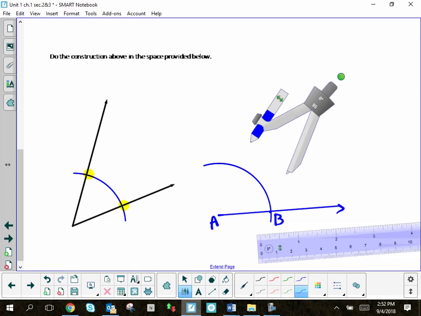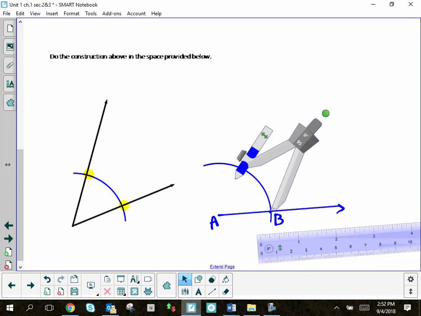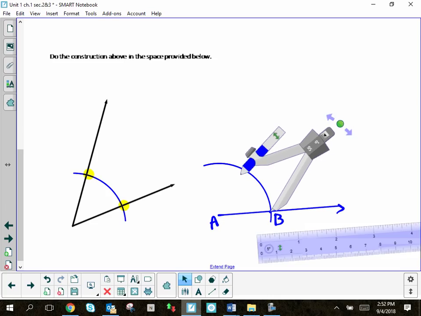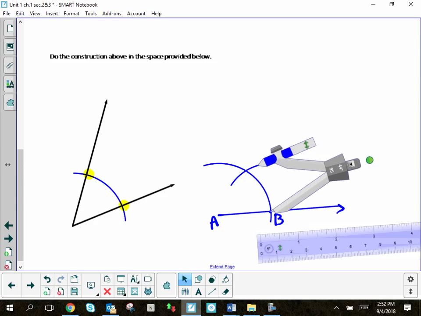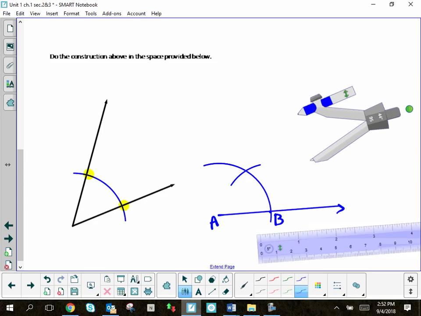So measuring those 2 yellow dots on how wide the angle is, you're going to come over here and now place it on B. And so that's how wide it is, so you want to make an arc here. So I'm going to highlight with my yellow the same situation. That one and that one is the same width as the original 2 yellow highlighted points.